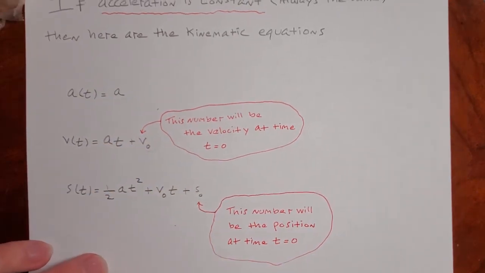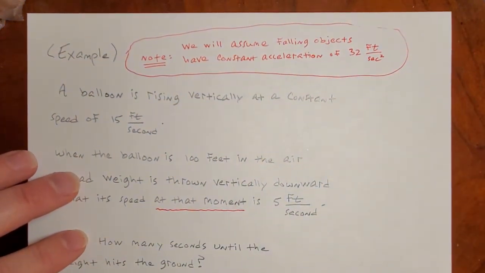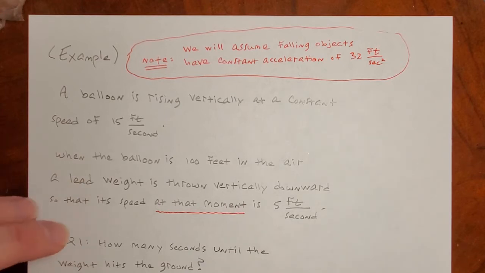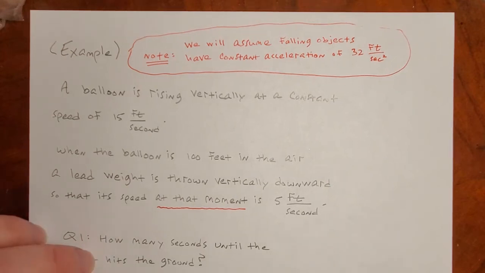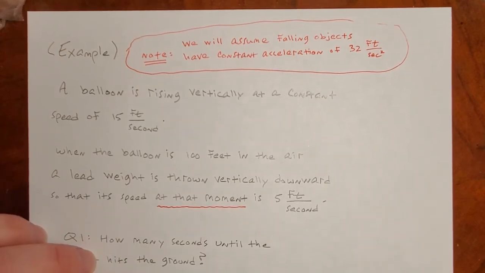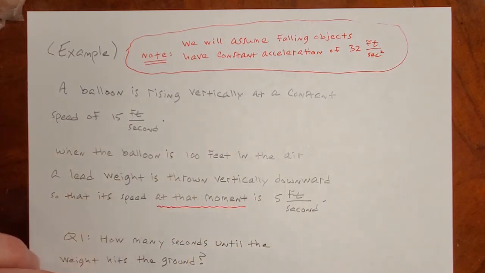So let's do a problem now. Here we go. I'll describe the scenario to you, then we'll find a way to work it out. If you're okay with the background I gave you, I don't think the problem is that hard. I don't think the math is that hard. You might have to think quite a bit about the concepts I told you, but the math is not too bad. So suppose we have a balloon that's rising vertically at a constant speed of 15 feet per second.